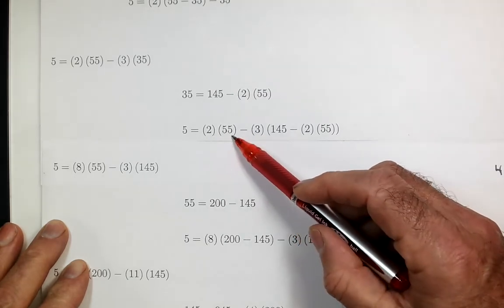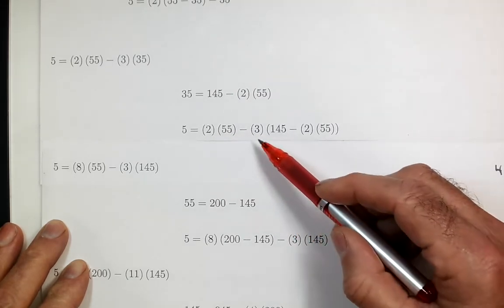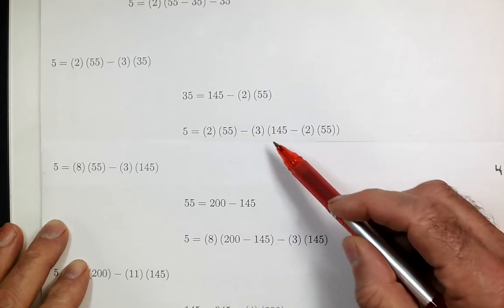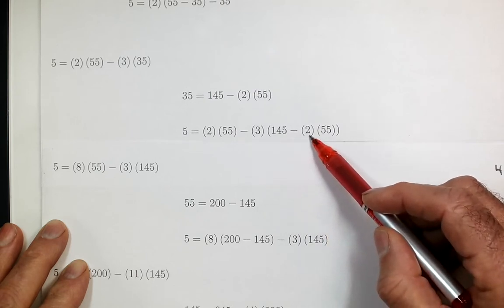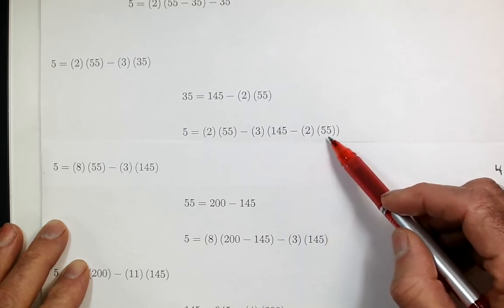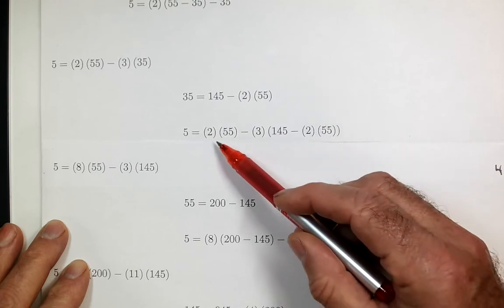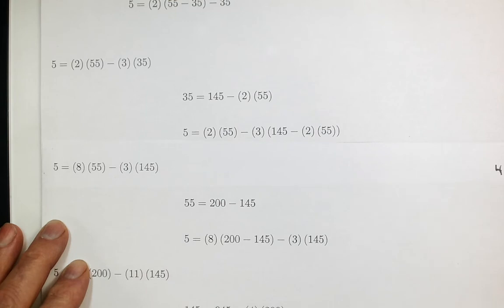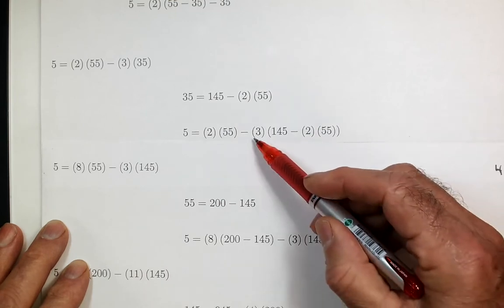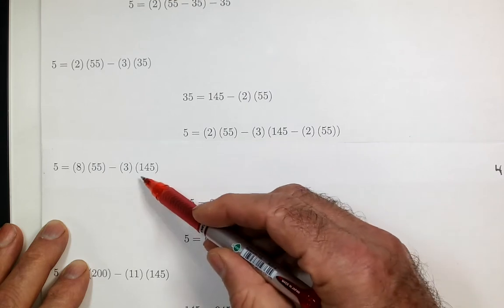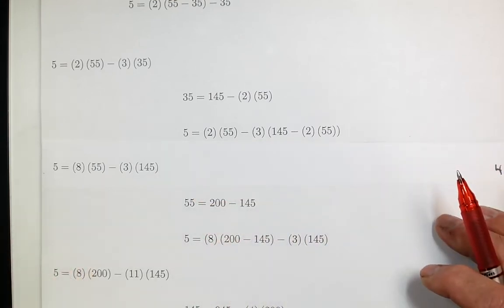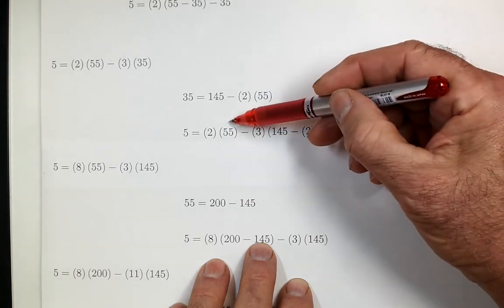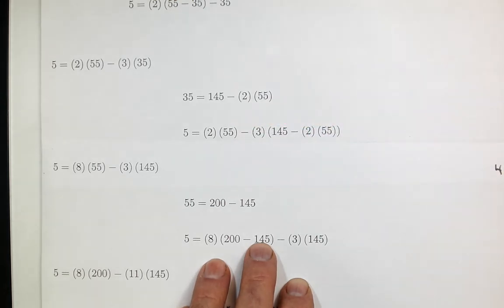We have 2 times 55, and we have minus 3 times minus 2 times 55. Let's see, minus 3 times minus 2 is 6. So this is 6 times 55, plus 2 times 55 is 8 times 55. And we have negative 3 times 145. So when we simplify and keep the two divisors 145 and 55 distinct, that's what we get.